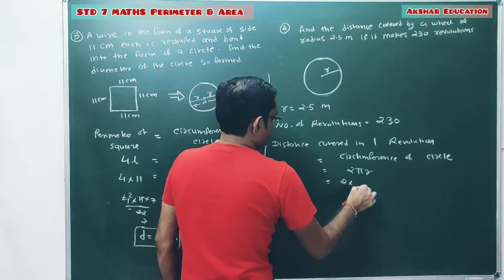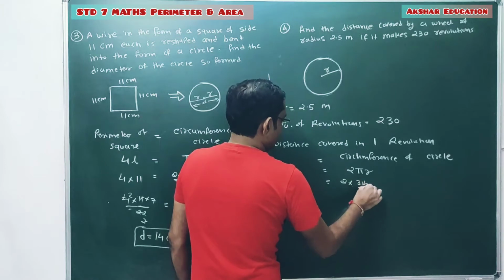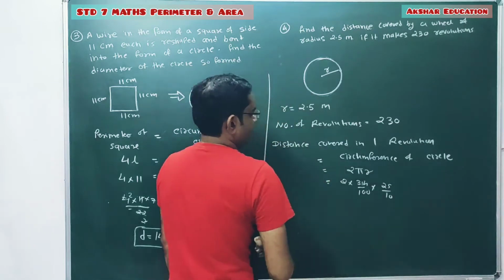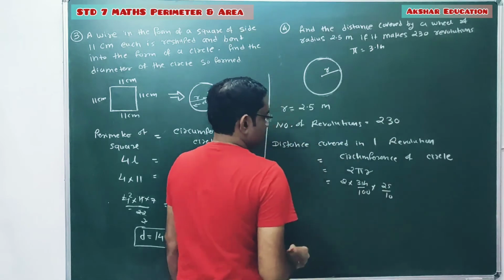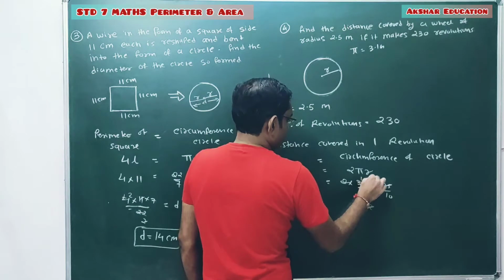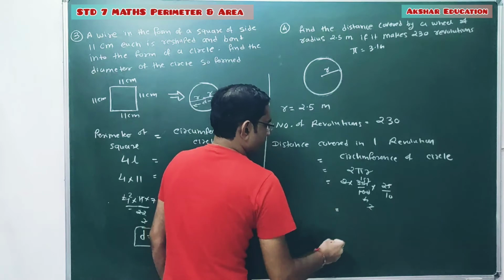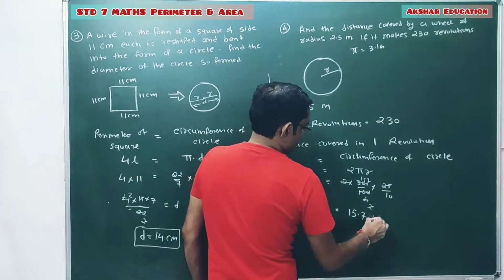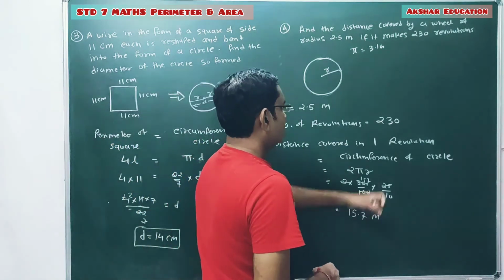Put the values: 2 into pi, take 314 upon 100, into the radius r, which is 25 by 10. Here we take the value of pi as mentioned, 3.14. So the distance covered in 1 revolution is 15.7 meter. Now we have to find the total distance covered in 230 revolutions.